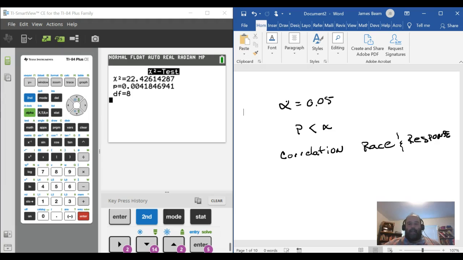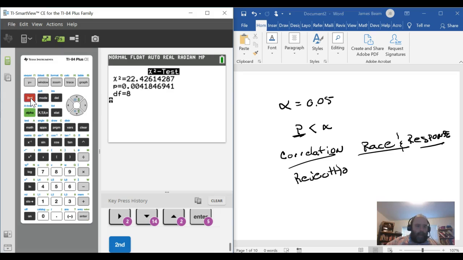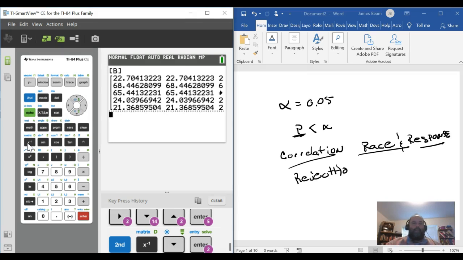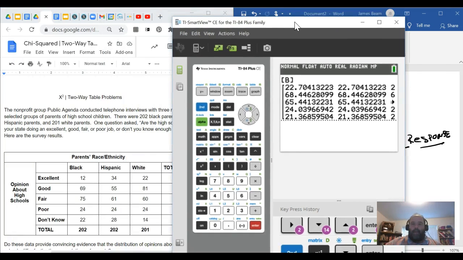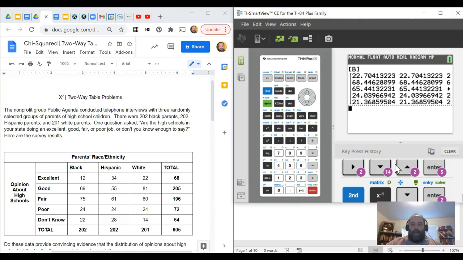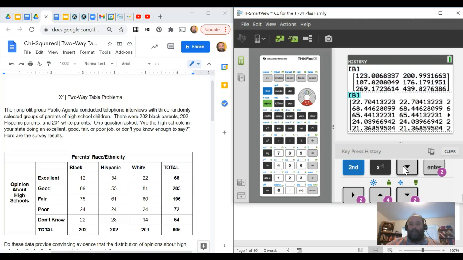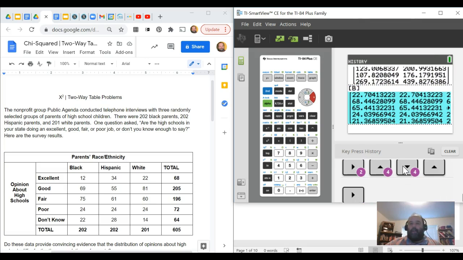Okay, so I reject the H null because the p-value is low, which means that there's some sort of correlation between the race and the response going on here. Now, always a good practice is to go in and look at that B matrix, right? And look at what should have happened in comparison to what did happen, right? This B matrix here has a lot of data in it, but I can move around in there a little bit, I think.